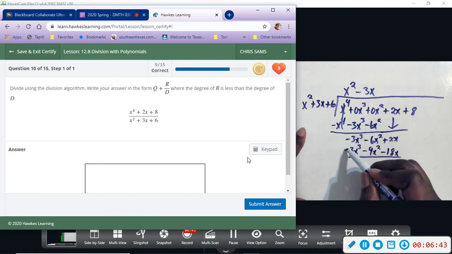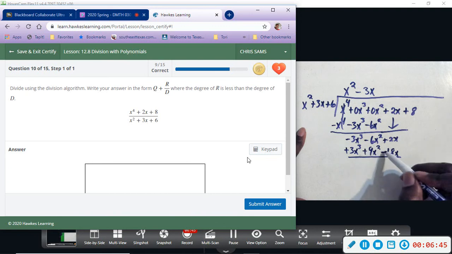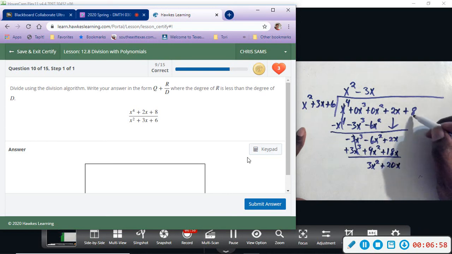Alright, change signs. Combine, that cancels. That is 3x squared. That gives you 20x. And then you bring down the next term, which will be a positive 8.